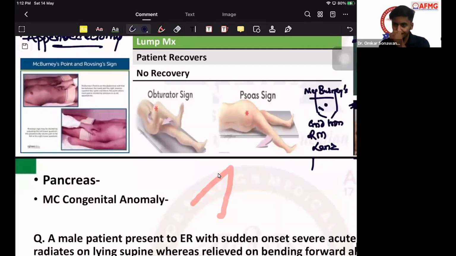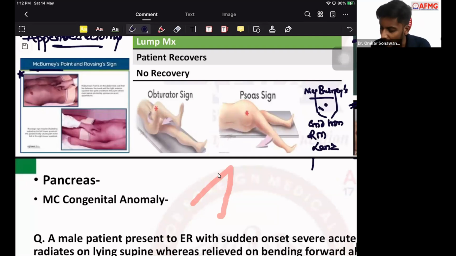If I talk about the different clinical signs which can be elicited: if you palpate the right iliac fossa and there is pain, this is what is called the McBurney's sign. Pain on pressing the McBurney's point is called the McBurney's sign.